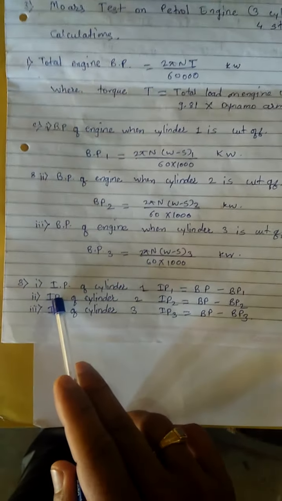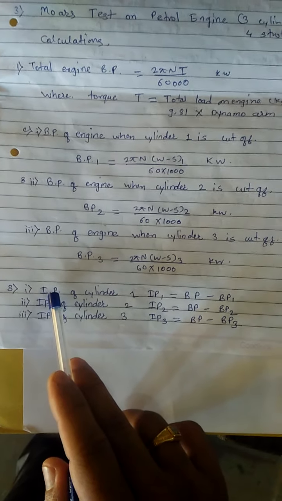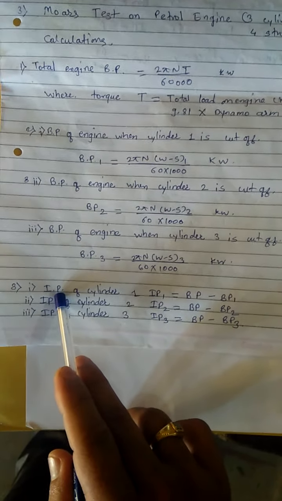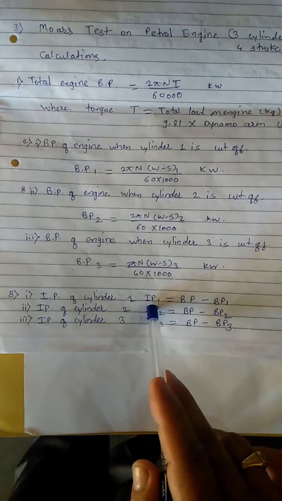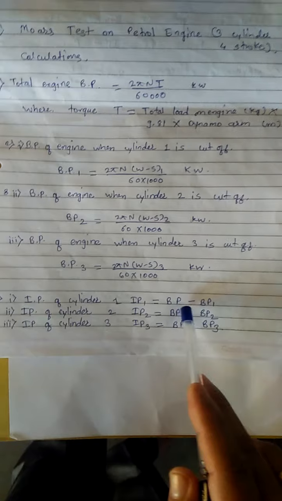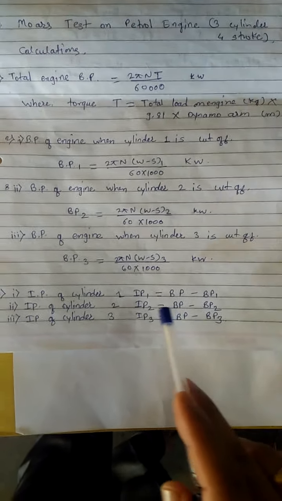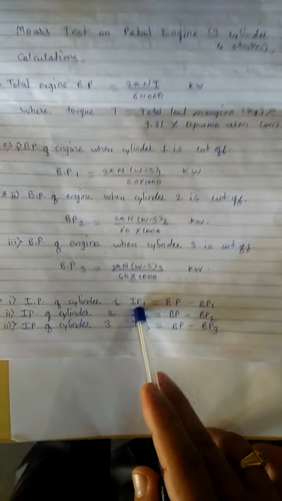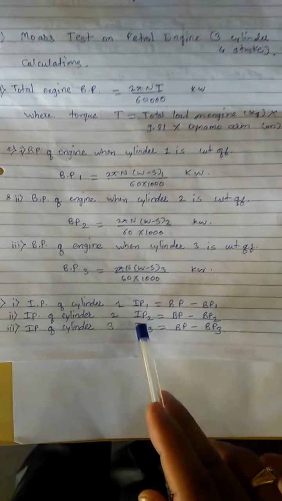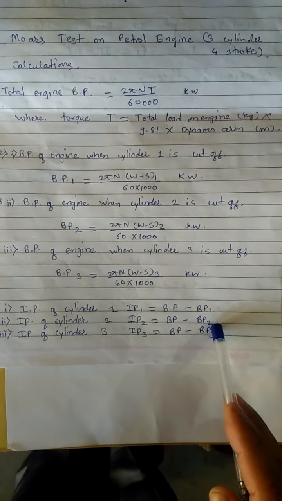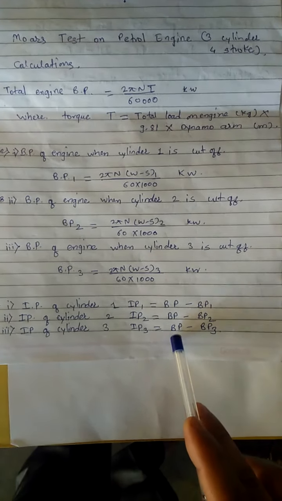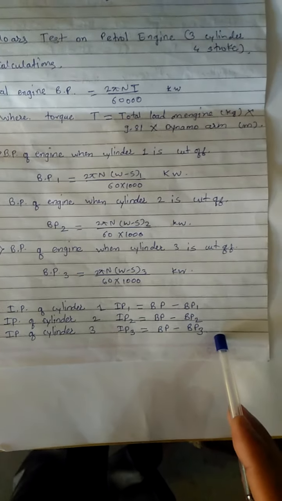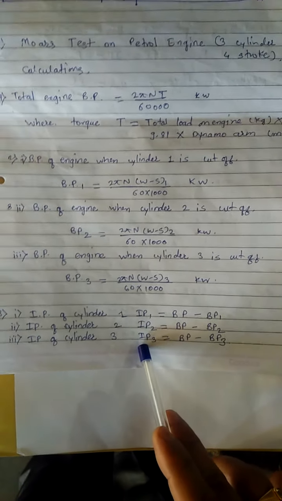Now in the third step, we will determine the indicated power for cylinder number 1. Since cylinder 1 is cut off, the total brake power minus brake power 1 gives the indicated power of the first cylinder. Similarly, total brake power minus brake power 2 gives the indicated power of cylinder number 2. Also, total brake power minus brake power 3 gives the indicated power of the third cylinder.